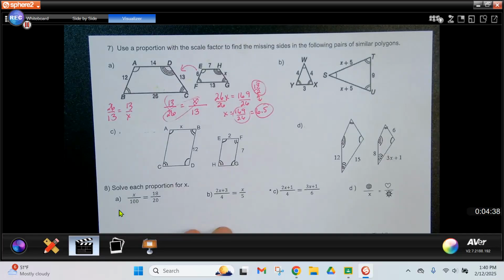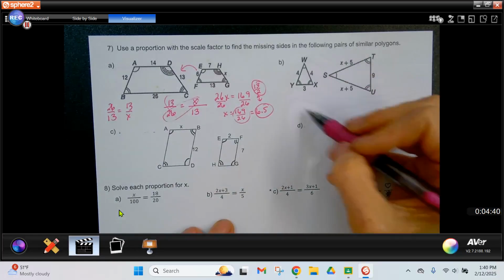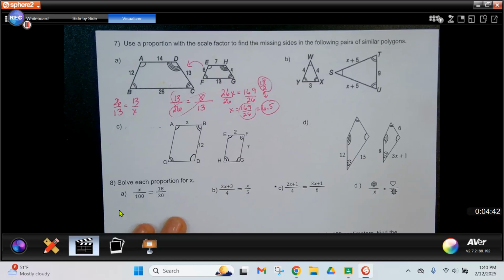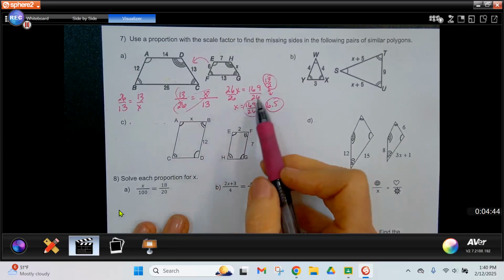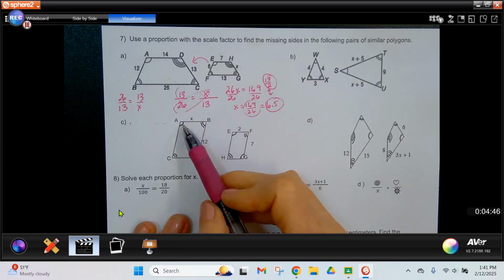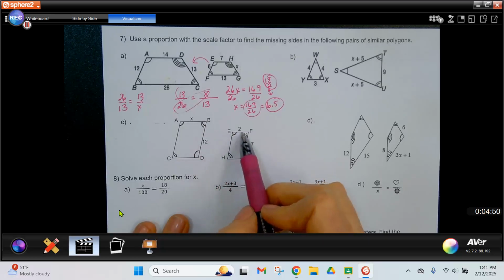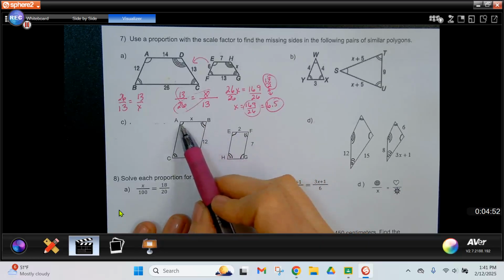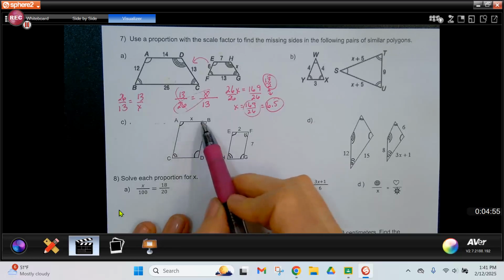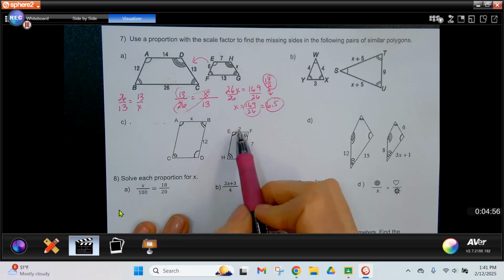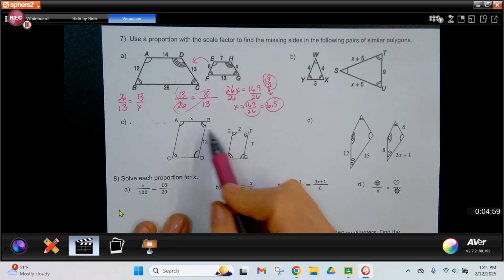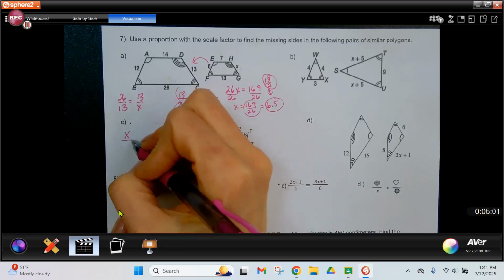Okay. For B, I'm going to let you try that one. Let's do C. Again, we're trying to solve for x, so we need to find the corresponding sides. Here I have x, and x is going to be corresponding with the 2 because this goes between the 1 curvies and the 2 curvies. So x corresponds with 2, so I'm going to write that as a ratio.